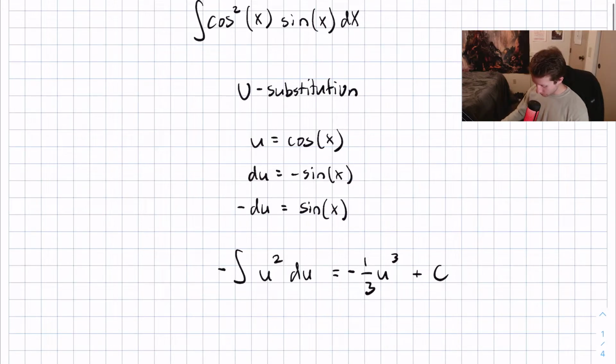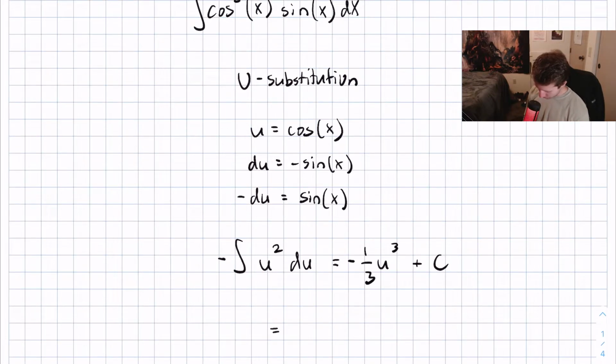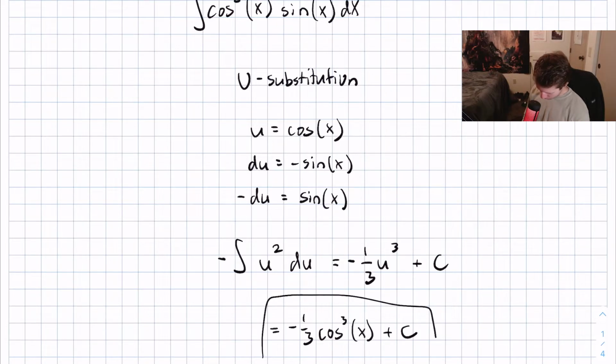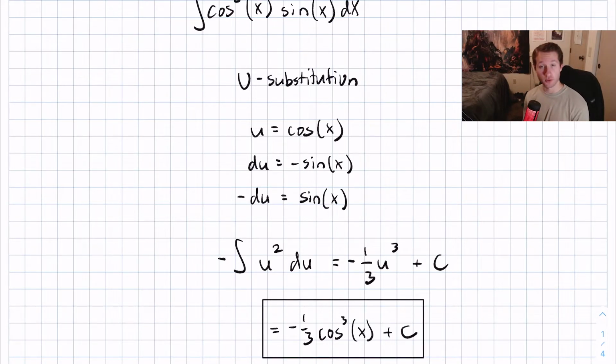So all that's left to do is pretty much just plug what we have solved for u, which is cosine, back in for u. So we'll get that this integral equals -1/3 cosine cubed of x plus c. And boom. First one done.